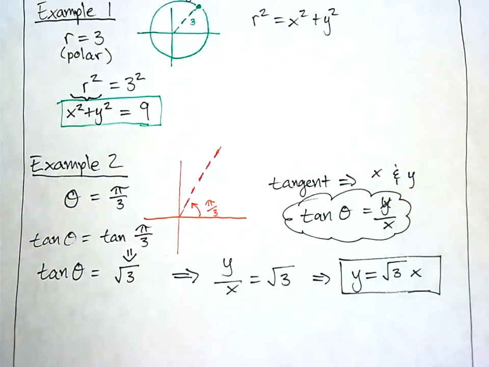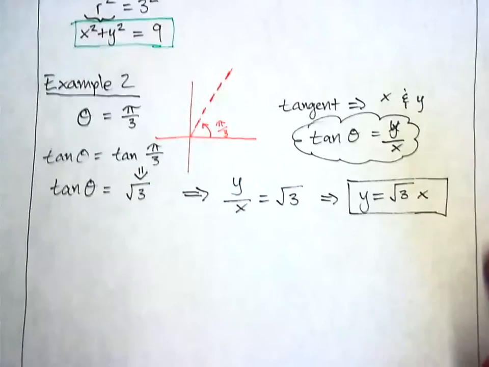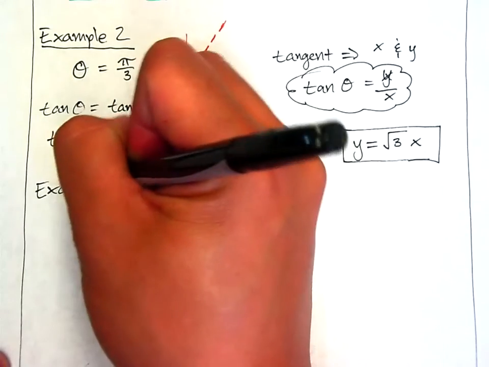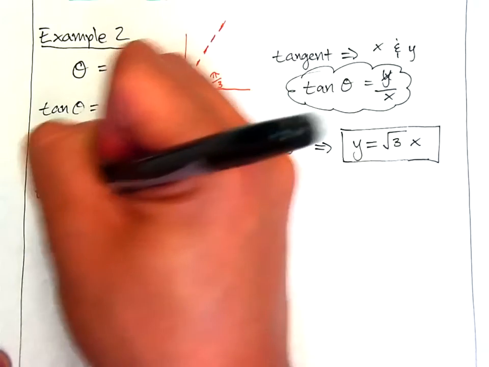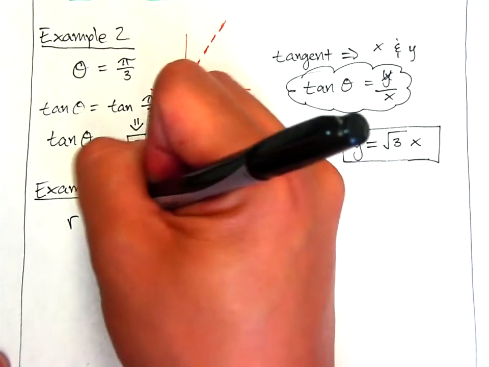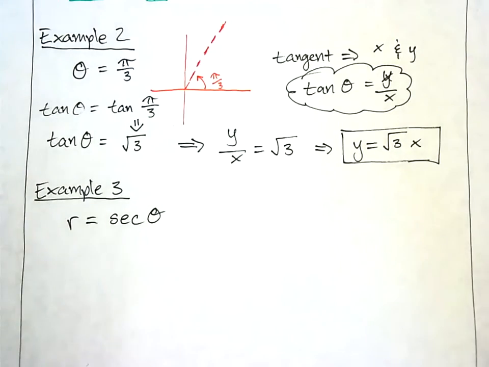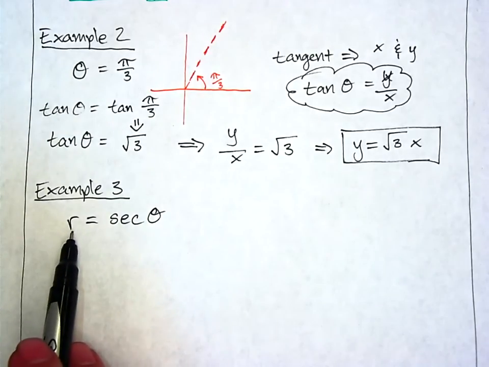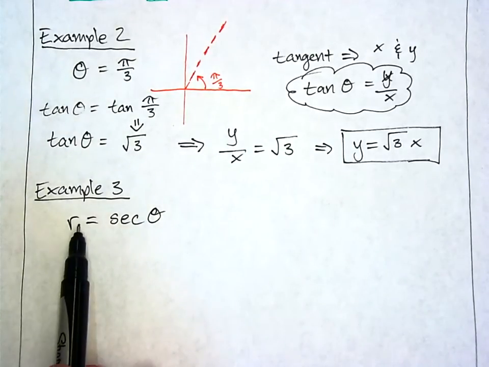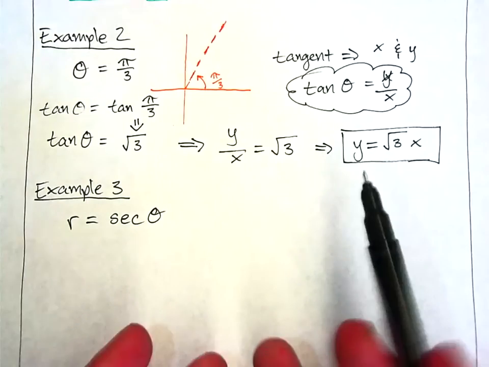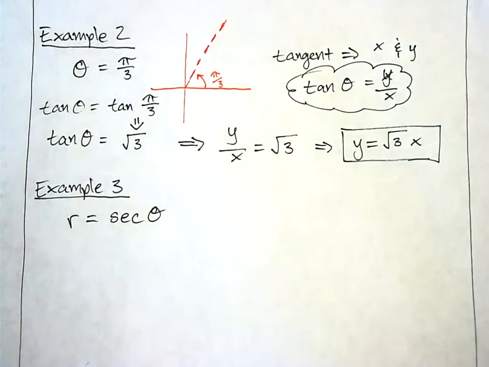Okay, the final one, example 3, incorporates both r and theta. And we have r equals secant of theta. Now here it's a little tricky. Some of you might feel compelled to square both sides and change it to x squared plus y squared, but then that would lead you to having secant squared, and it could possibly lead out to the correct equation in the end, but that's going to take a lot more work.